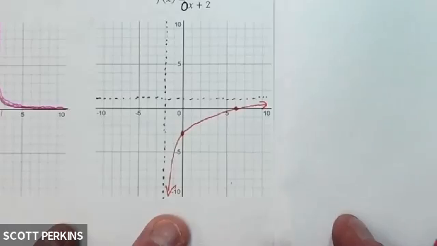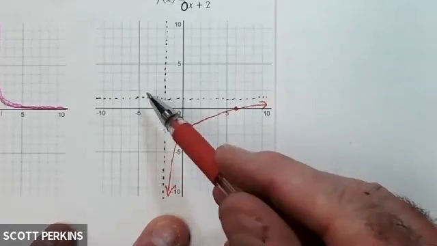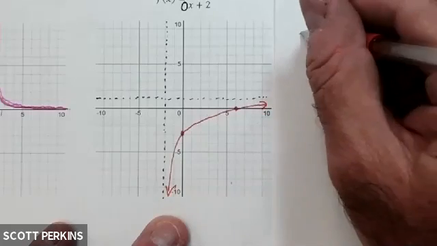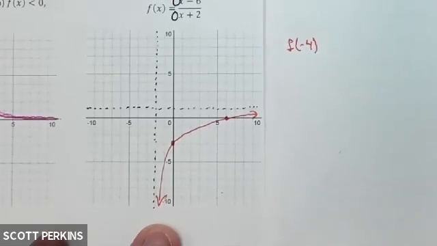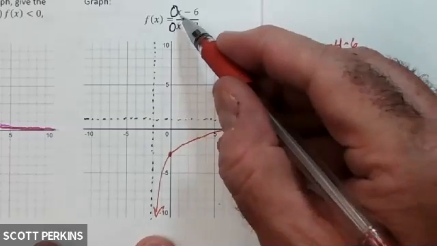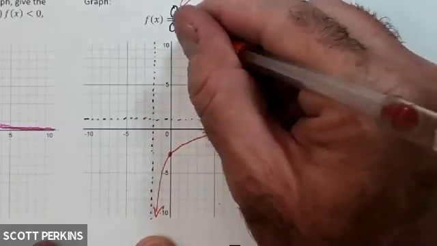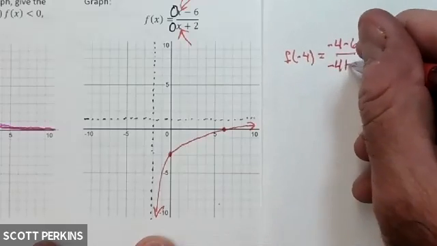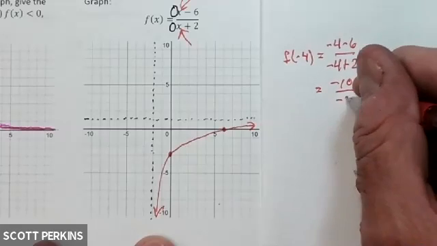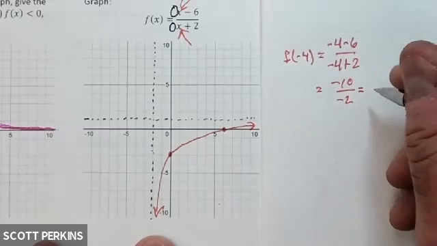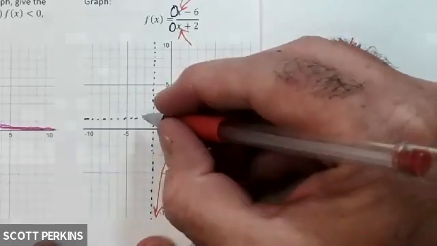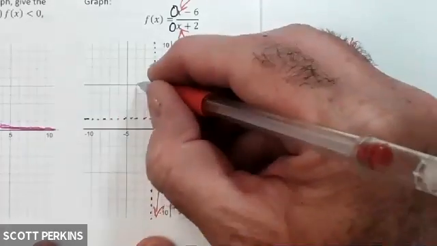And then the last thing to do is I just need a point or two on the left side. So I'm just going to pick the value -4, and I'm going to see what y value goes along with the x value -4. So when I do that, in the numerator I get -4 - 6. I plugged in -4 right here for the x, and I'm going to plug it right here for the x. And in the bottom, that's -4 + 2. -4 - 6 is -10. -4 + 2 is -2, and I end up with the value 5.